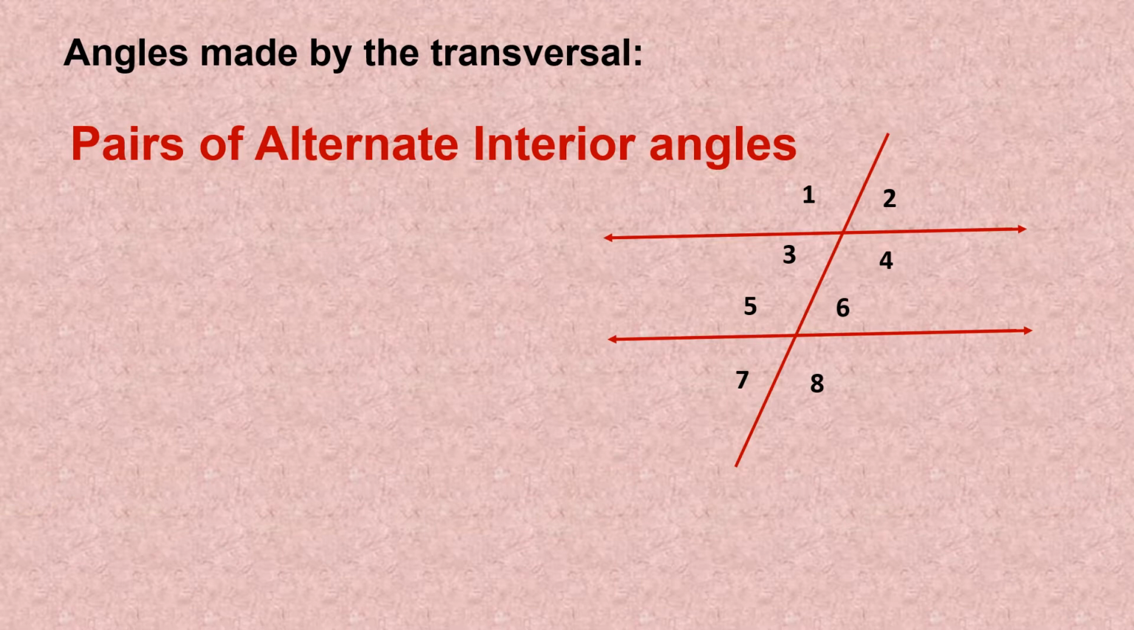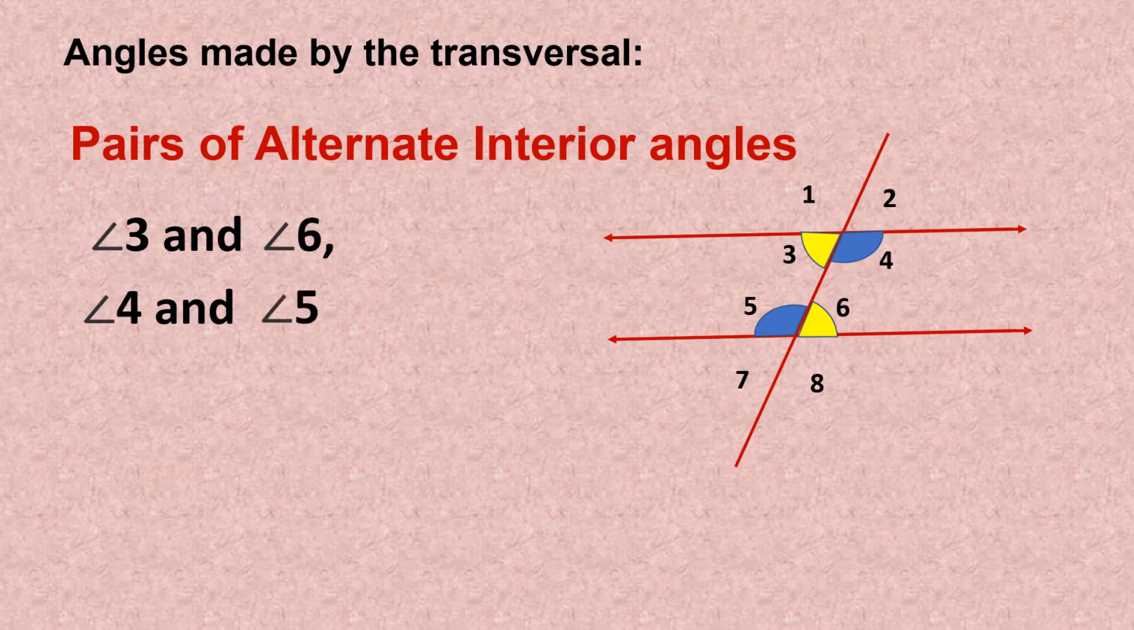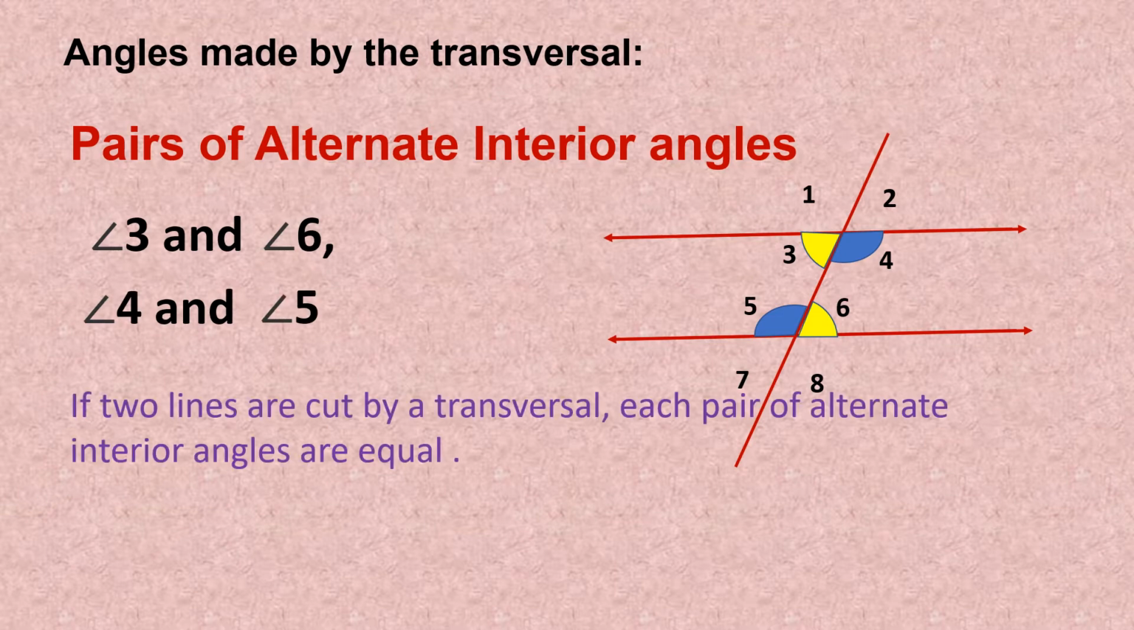Now, let us see the property of alternate interior angles. What are the pairs of alternate interior angles? We know 3, 4, 5, 6 are interior angles. Alternate interior angles are angle 3 and angle 6, angle 4 and angle 5. So the property is if two lines are cut by a transversal, each pair of alternate interior angles are equal. So angle 3 is equal to angle 6 and angle 4 is equal to angle 5.